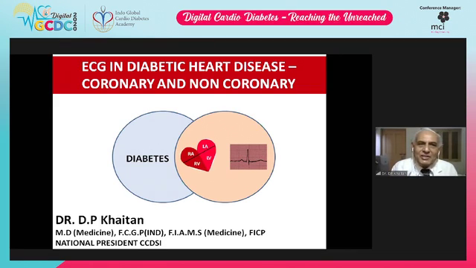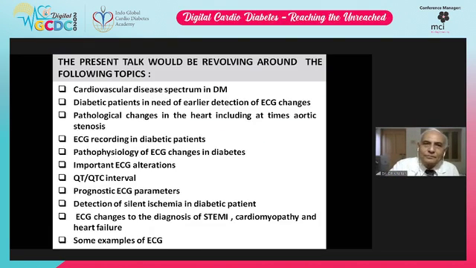My talk of today is ECG in diabetic heart disease, coronary and non-coronary. The present talk would be revolving around the following topics: cardiovascular disease spectrum in diabetes mellitus, diabetic patients' need of earlier detection of ECG changes, pathological changes in the heart, including at times aortic stenosis, ECG recording in diabetic patients, pathophysiology of ECG change in diabetes. These points should be covered first in order to give the clear concept of the topic I am going to discuss.